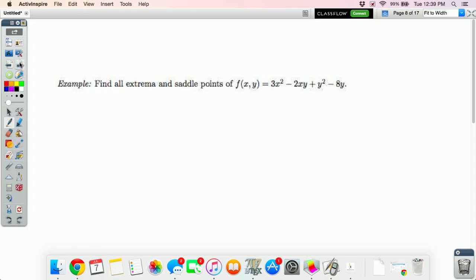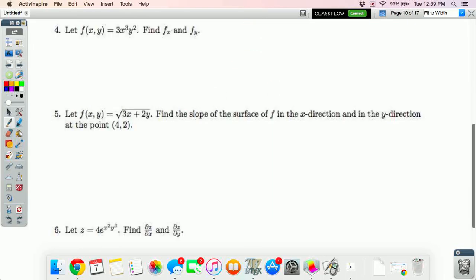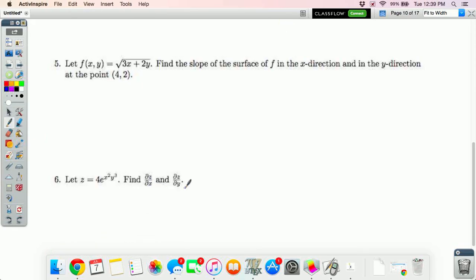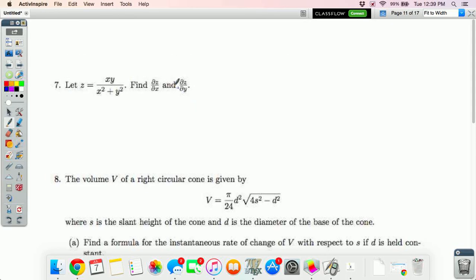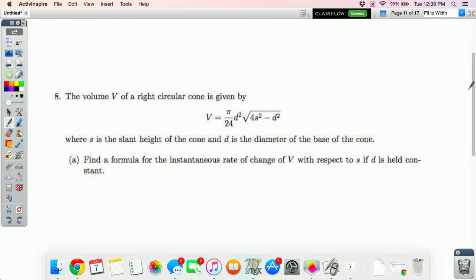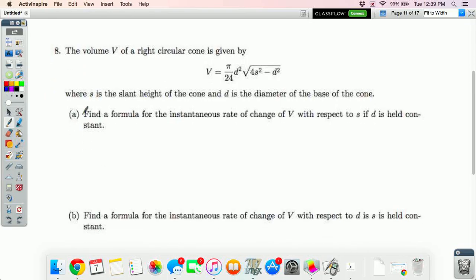you are prepared to do problems, let's see, you can do 4, 5, 6 is another one with partials. So again, kind of using different notation, but the partial of z with respect to x and the partial of z with respect to y. And same thing on number 7, using that same notation. Now, number 8 is an interesting problem. This is all using partial derivatives.